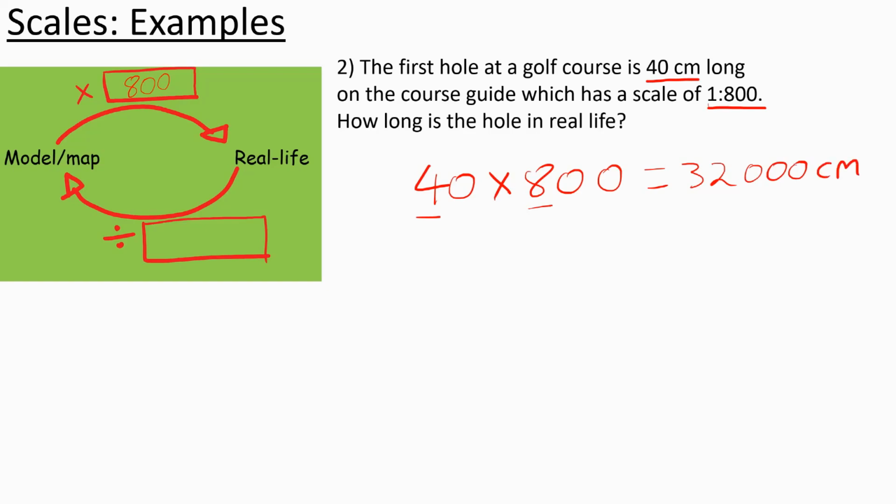So let's make this into more practical units. To change that into metres, you would need to divide by 100, which would essentially give you 320. So you have 320 metres, or if you wanted to, divide that by 1,000 and you get 0.32 kilometres, so under half a kilometre.